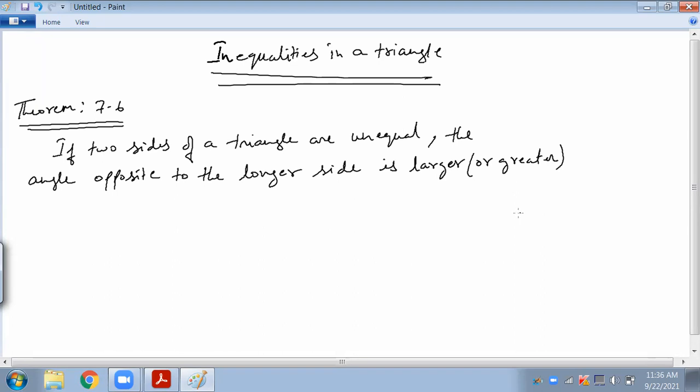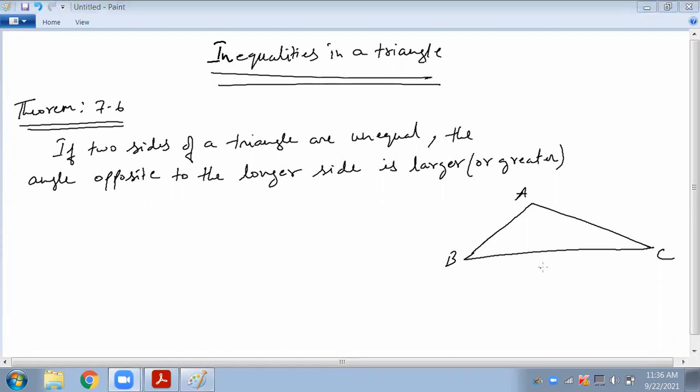Okay, say we have a triangle. Now if you see the triangle, the largest side is BC. So opposite to the largest side, whatever angle is there, it will be the largest. Among angles A, B, C, angle A will be the largest. Angle A will be greater than angle B, and angle A will be greater than angle C also.